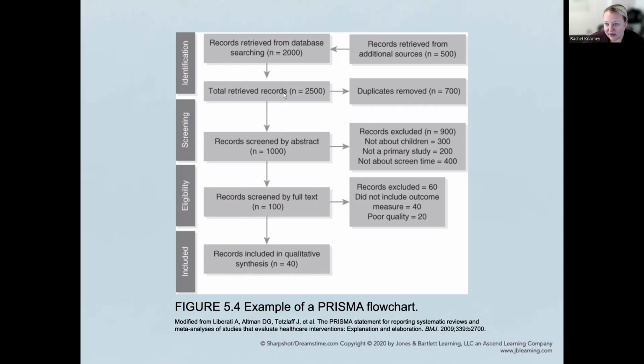You started with 2,500, right? And you've ended up with 40 by applying some of these methods. So this is just one way to show you in a flowchart version of how you would get to your set of articles, the manuscripts that you would be looking at.